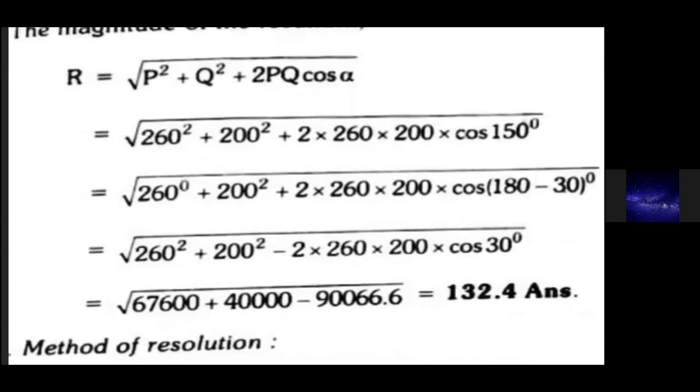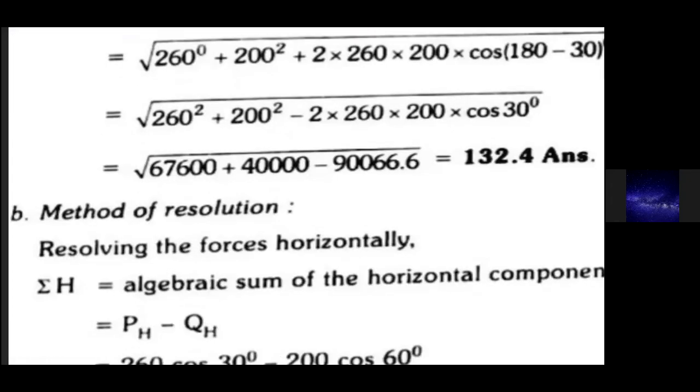Just substitute the values, calculate and simplify. We will get the magnitude of the resultant force as 132.4 newtons. This is from the parallelogram method. The second part is that we have to find the same resultant of the given forces by the method of resolution.